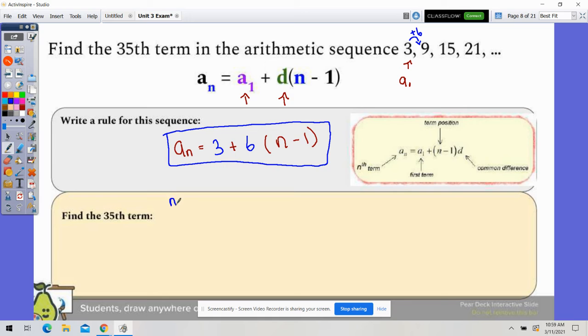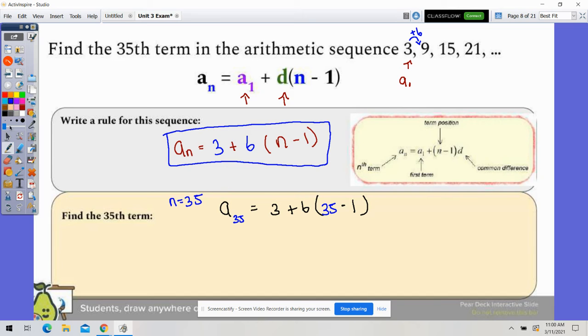When they tell you the term number, you're going to substitute 35 for n, because that's the term number. So we're going to use our formula, and where we see n, we're going to substitute 35. So it's going to be a sub n, and here we have 35, equals 3 plus 6 times (n minus 1), and we know our n is 35. That's our term number.